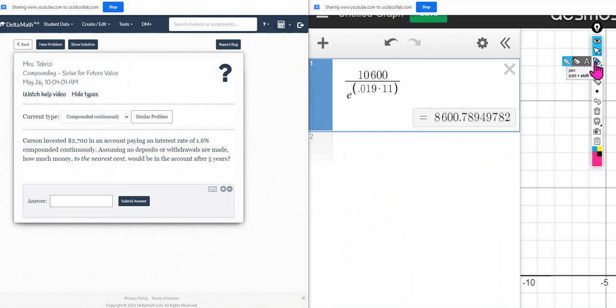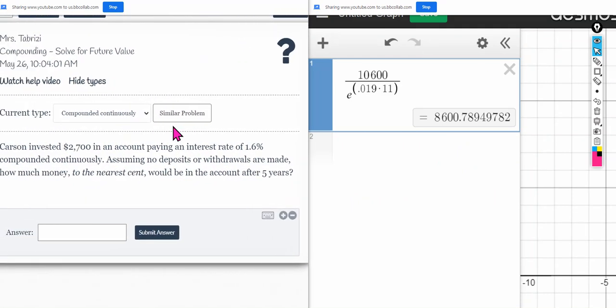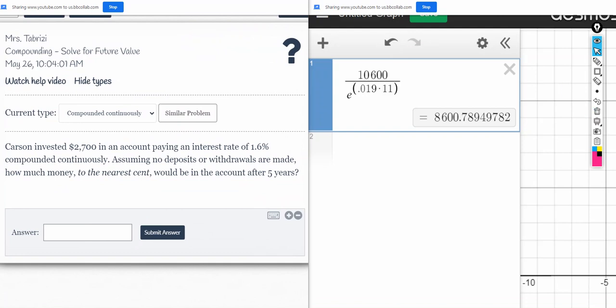All right, so I'm going to do a different problem here. And let's zoom in just a bit. Okay, so we have Carson invested $2,700 in an account paying an interest rate of compounded continuously, assuming no deposits or withdrawals are made. How much money to the nearest cent would be in the account after 5 years?